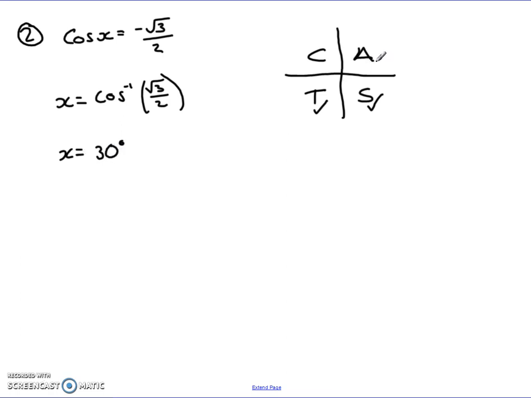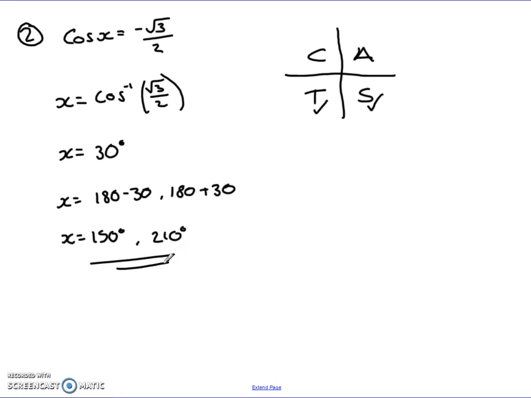But we don't want that solution. We want the two solutions in here. Well, I know the solution in here is given by 180 minus x, and the solution here is given by 180 plus x. So to get my two answers for x, that's exactly what I have to do. I have to do 180 minus 30, and my second solution given by 180 plus 30. So in this case, 180 minus 30 gives me a solution of 150 degrees, and 180 plus 30 gives me a solution of 210 degrees.